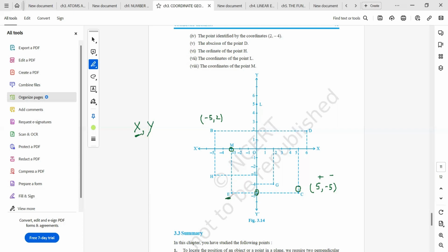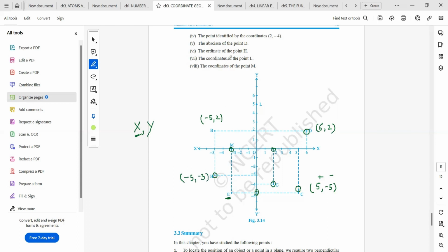Now the point identified by the coordinates 2 and -4. So look up to here. Point G, 2 and -4. Yes, right. So this is point G. Now the abscissa of the point D. Point D, 6. And the ordinate is 2. The ordinate of the point H is -3. Abscissa is -5 and ordinate is -3.